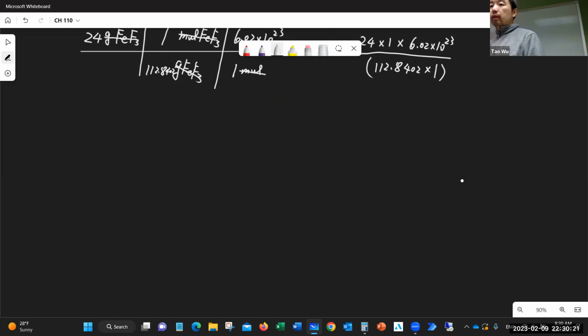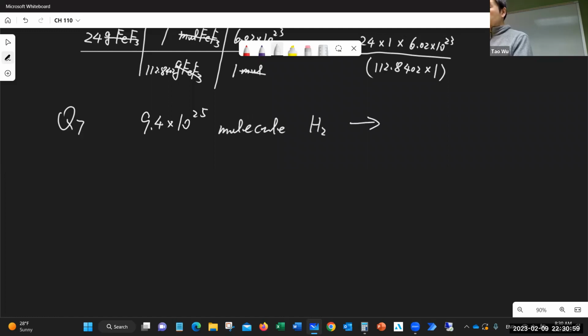Okay, then let's talk about another question. In the future, I'm going to just combine those all together. So let's look at another question. If we have a number of molecules, how can we convert to grams? So question number 7. We have 9.4 times 10 to the 25th molecules of hydrogen. So how do we get the grams of hydrogen?